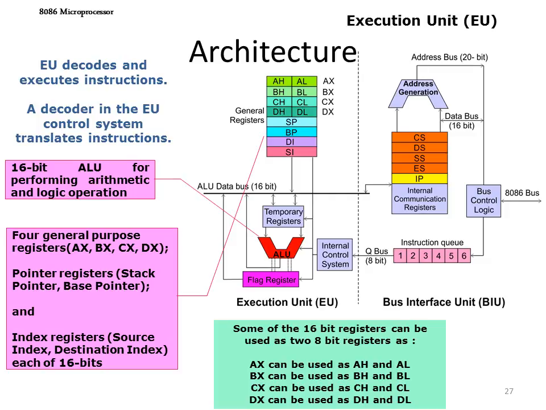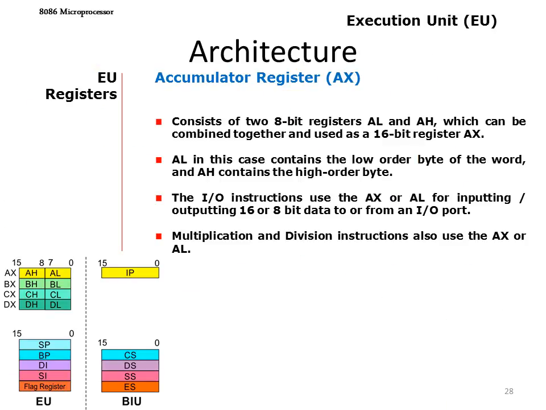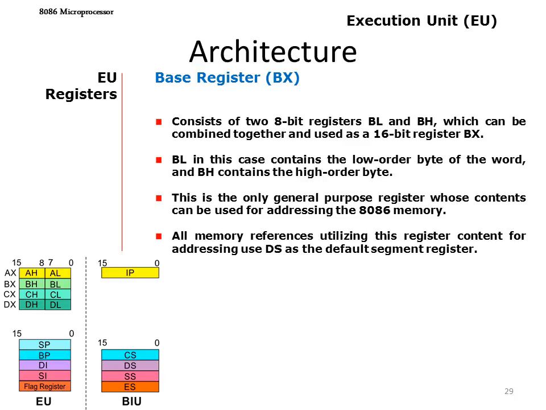AX can be used as both 2 8-bit registers AH and AL, like BH, BL, CH, CL. The accumulator register consists of two 8-bit registers AH and AL, where AL is the lower order byte of the word and AH is the higher order byte. The IO instructions use AX and AL for inputting and outputting 16-bit or 8-bit data from IO ports. Multiplication and division instructions also use AX and or AL by default.